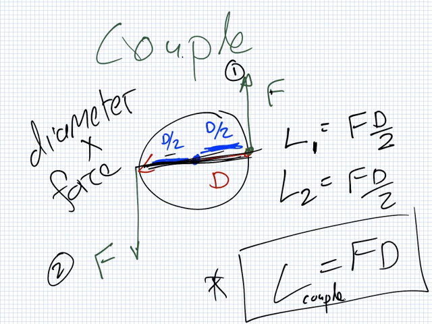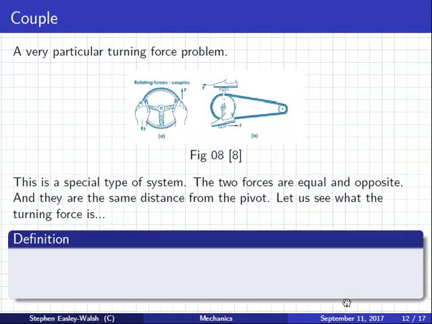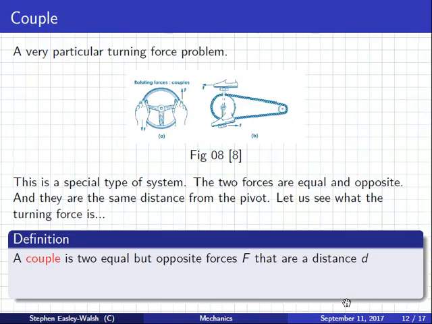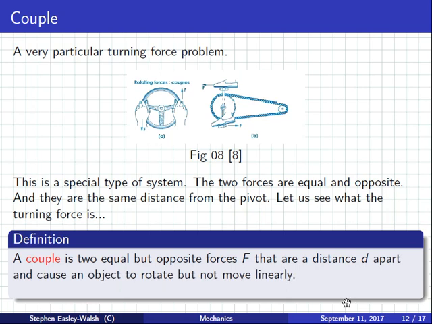It's the easiest example, like with a wheel. You have equal and opposite forces at the end of something which is rotating, and the turning point is in the middle. Just like a bicycle wheel or something like this, or a steering wheel. Okay, continue. So a couple is two equal but opposite forces that are a distance d apart and cause the object to rotate but not move linearly. The total turning force is Fd, which we just proved. You don't need to write that definition down. If you have the picture and the formula, that's really enough. Okay.